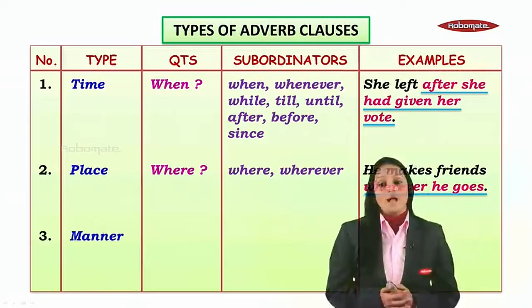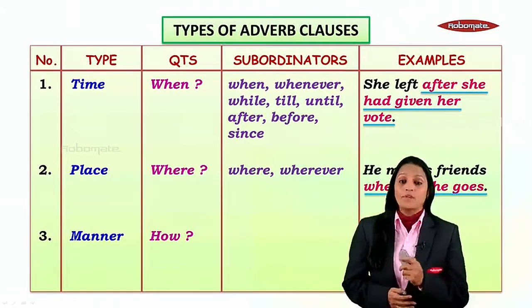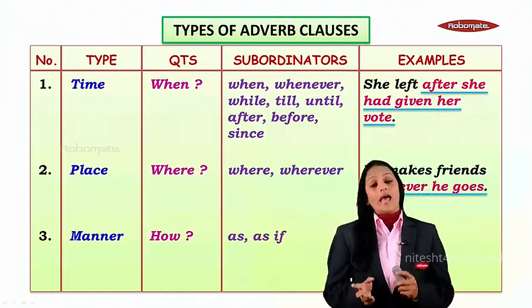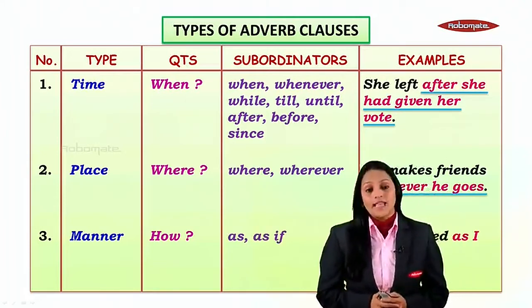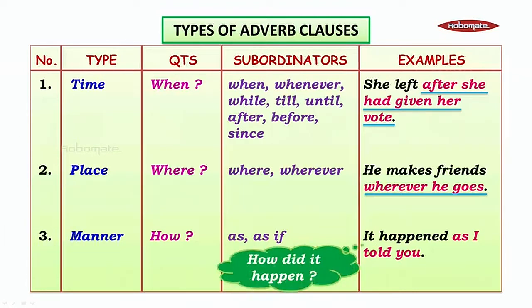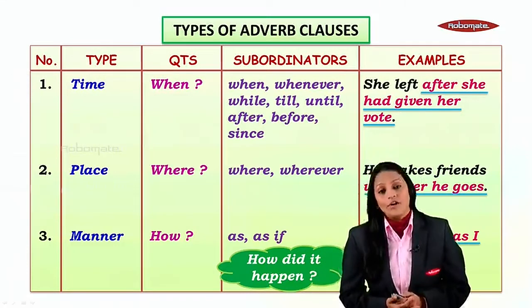Next, we come to the next one, that is manner. Now for manner, if you remember, we have the question how, and we have these subordinators: as, as if. Let's take an example here. It happened as I told you. Again, the main clause is in black there. It happened as I told you is the subordinate clause. The question is, how did it happen? And the answer is as I told you. Now this answers the question how, therefore it is adverb clause of manner.